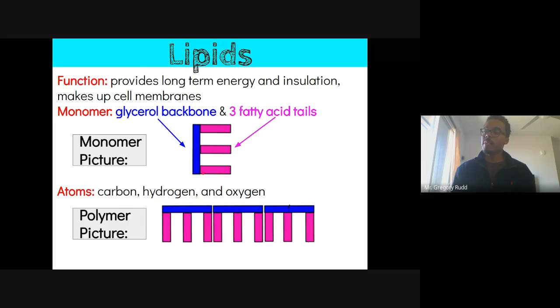And we can see the polymer here. It's the same structure, but it's repeated several times. They're linked together in a chain. So again, I'm going to stop talking, and I'm going to leave this on the screen for folks to finish writing or to take a picture or a screenshot.